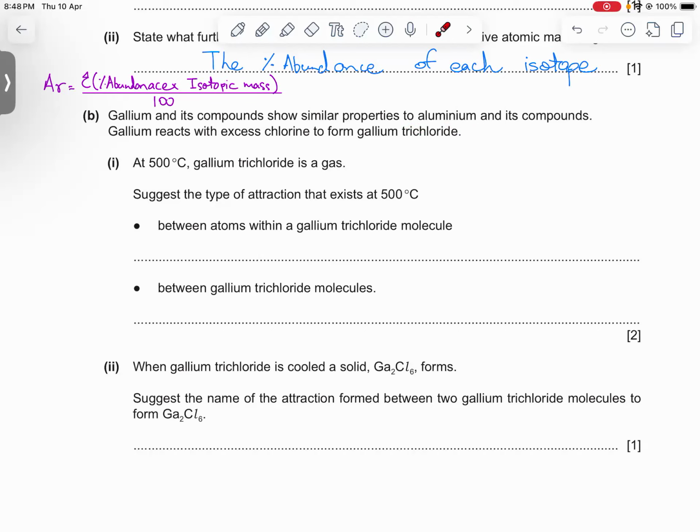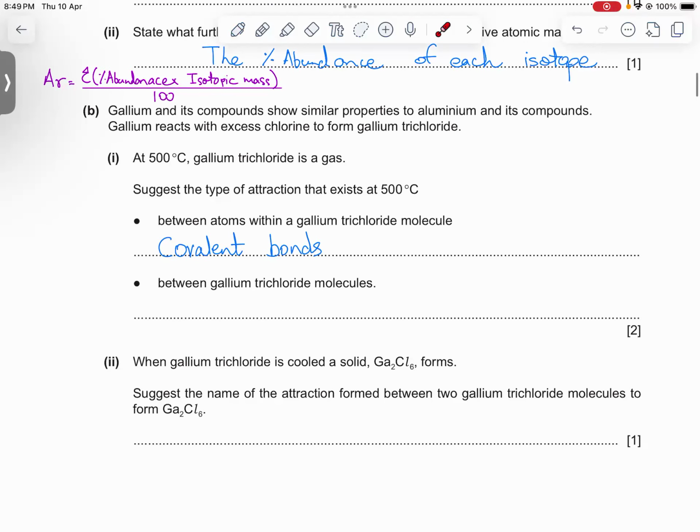They are molecules of aluminum chloride, right? The empirical formula becomes AlCl3, but generally they are dimers. That is what we call aluminum chloride molecules, right? So over here as well, we can conclude that gallium trichloride, because it behaves like aluminum, should have covalent bonding. So it should be covalent bonds between atoms, even at 500 degrees Celsius or room temperature, whatever.